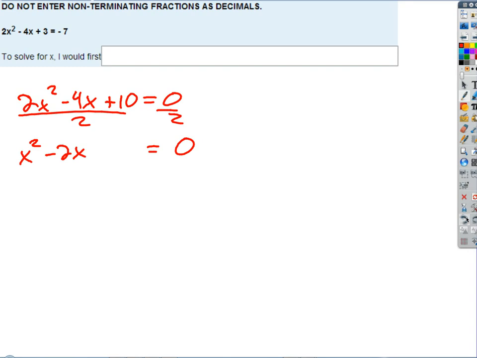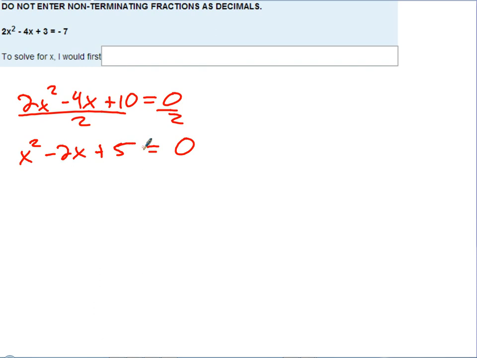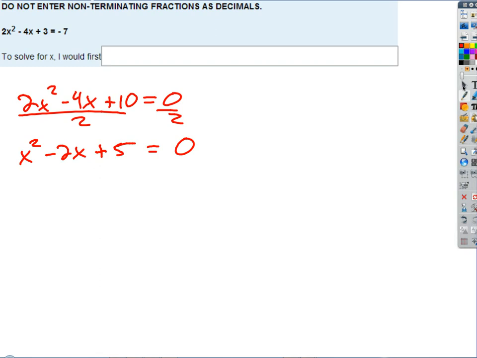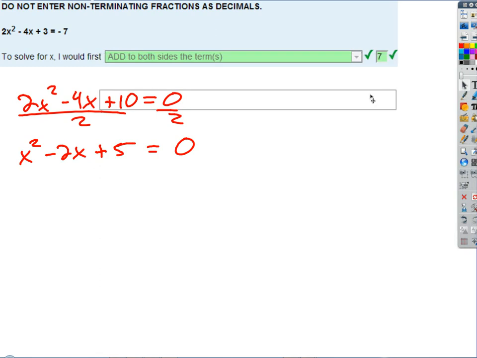Right? And 10 divided by 2 is 5. And then we'd get to the step where now we ask ourselves, do we factor or do we use the quadratic formula? And there are not two numbers that multiply to positive 5 and add to negative 2, so now we would just throw it in the quadratic formula, right? But this question isn't asking for all that stuff. All it's asking for is what's our first step? Well, add 7 to both sides.